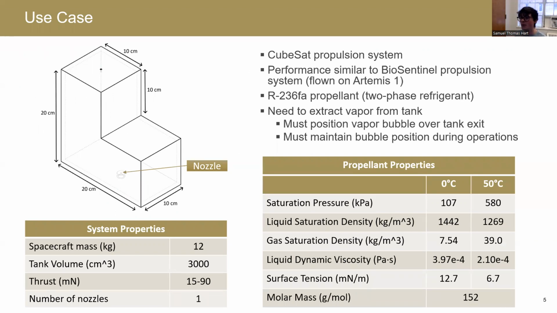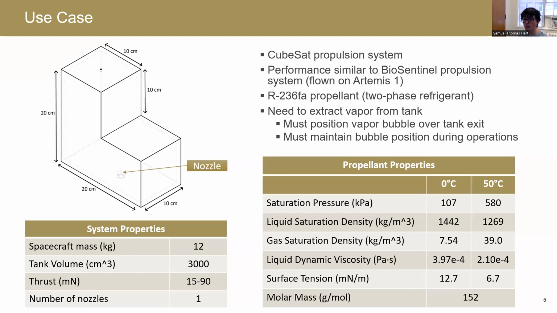Now, this system uses R236fa as a propellant. This is a refrigerant that we store as a two-phase mixture, so it's a liquid vapor mixture. And the whole point of this talk is we're trying to extract vapor from this tank. That's our one goal: we want vapor consistently extracted from the tank to route to our thrusters. In order to do that, there are two criteria we need to meet, and this is how we're going to evaluate all of the propellant management devices we look at for the rest of this talk. First, you need to initially position this bubble over the outlet of the tank. Then you need to maintain its position there during operations.